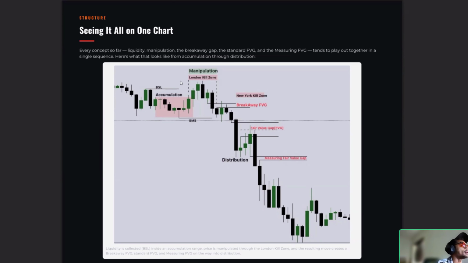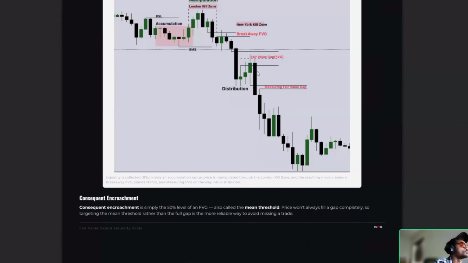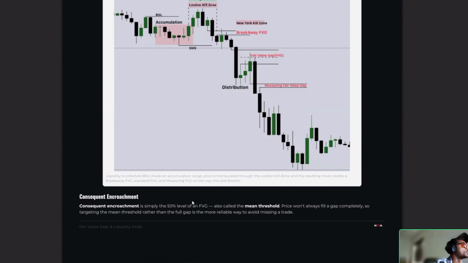So if you see that, after you see the market first accumulate, we see a manipulation, we see a break of structure, we see that, hey, the market is actually going down, and then we see a measured fair value gap. That is your indication that, hey, we might be able to get into this trade signal. We might be able to take advantage of this trade opportunity, right?